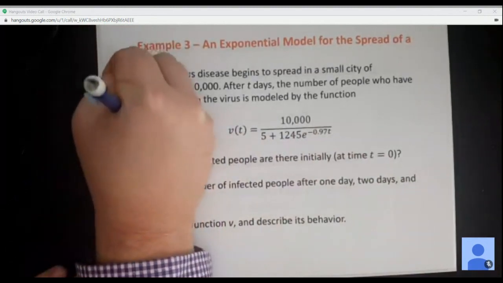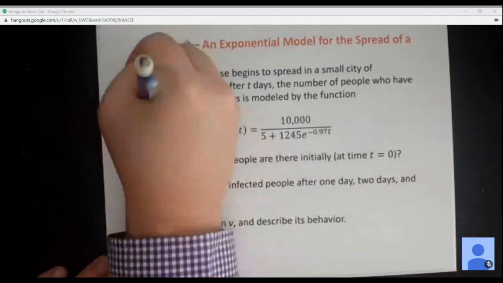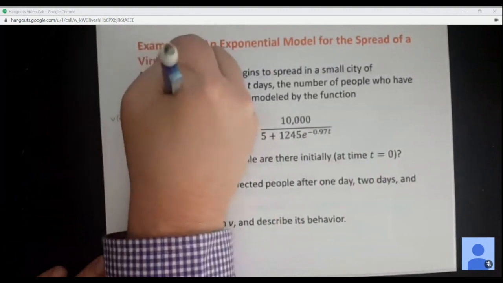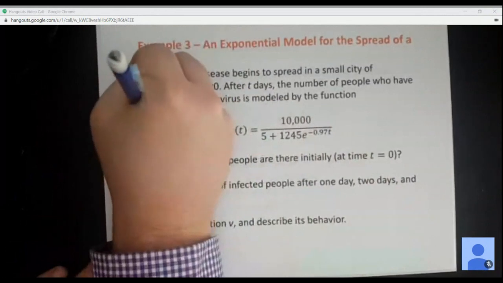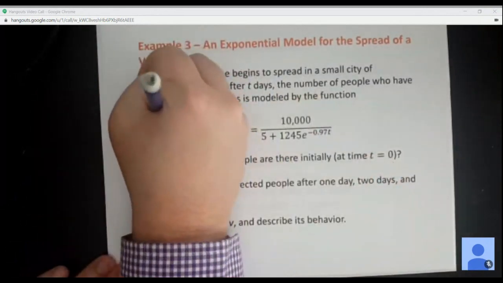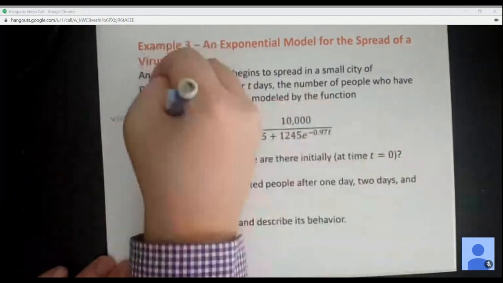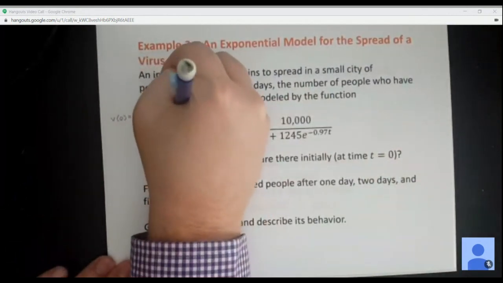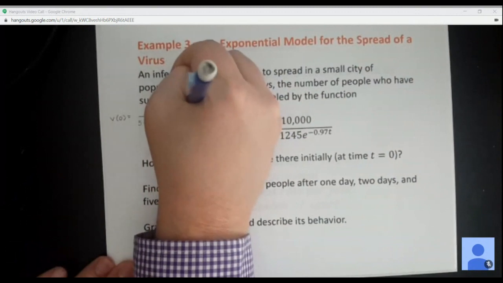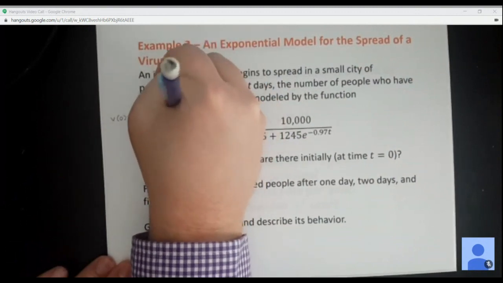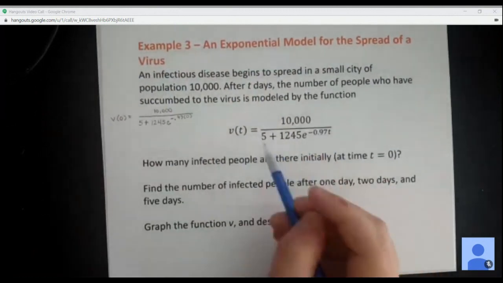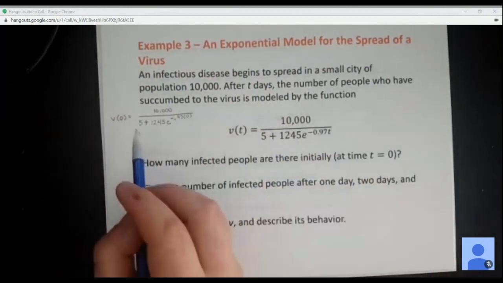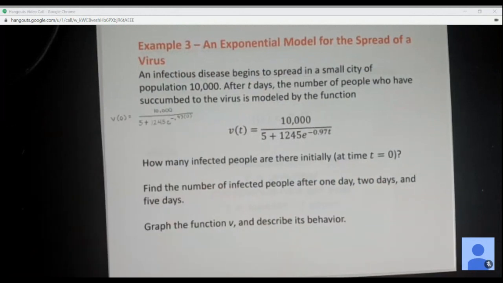We've got v of 0 this time. We still have 10,000 in the numerator, divided by 5 plus 1,245 times e to the negative 0.97 times 0. So again, all we're doing is taking this function here and plugging in 0 for that t value, and that's what we're going to get. Now we just need to go through and actually simplify this and see what we get.